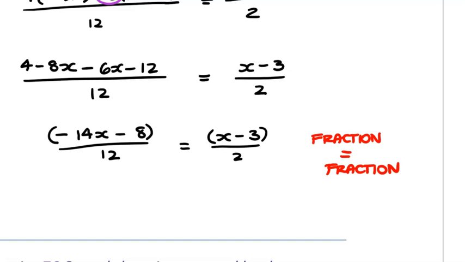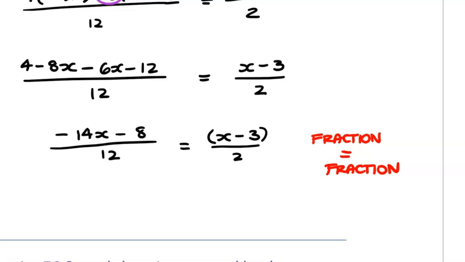Oh goodness, I think I was talking to myself and not recording. So, like I was saying to myself moments ago, we've gathered together our like terms. So with that minus 8x minus 6x, we've got minus 14x. 4 minus 12 gives us that negative 8, and that's all over that denominator of 12.